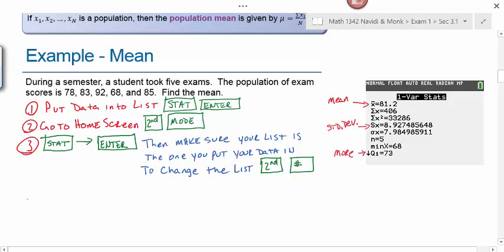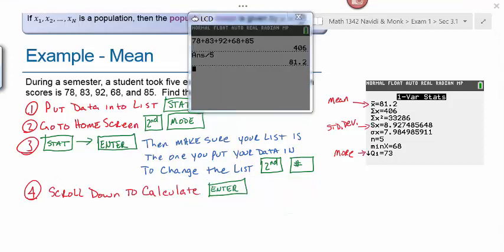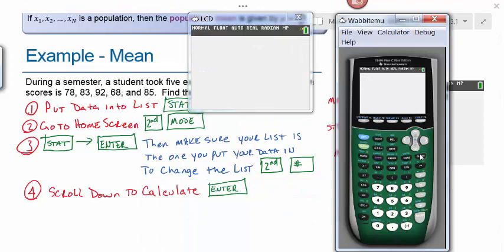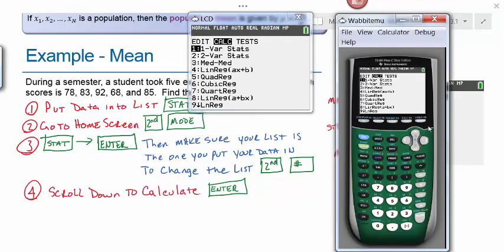At this point, looking back at our steps, step 1, we put the data into the list. Step 2, go to the home screen. Step 3, run the statistical analysis, and that puts our answer on the home screen if you scroll down to calculate, and then you hit enter. One more time. From your home screen, you're going to hit stat, scroll to the right, and at this screen you want to hit enter.